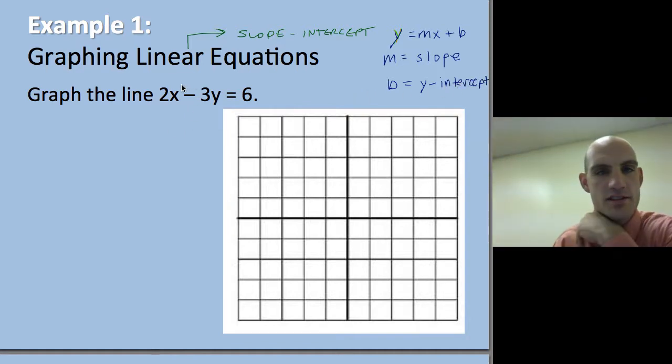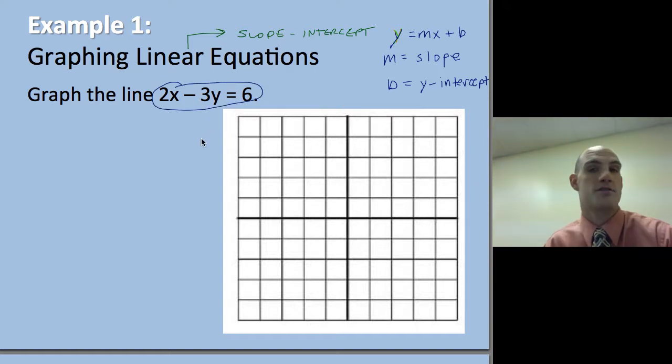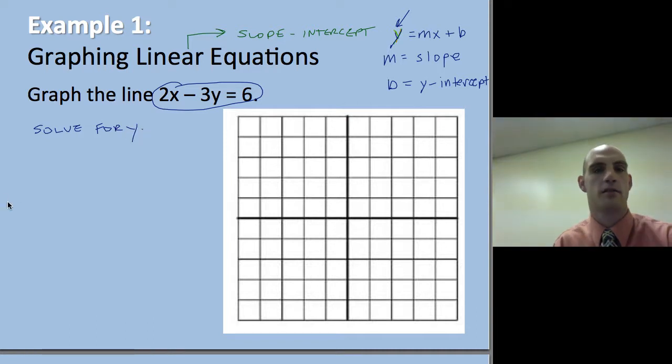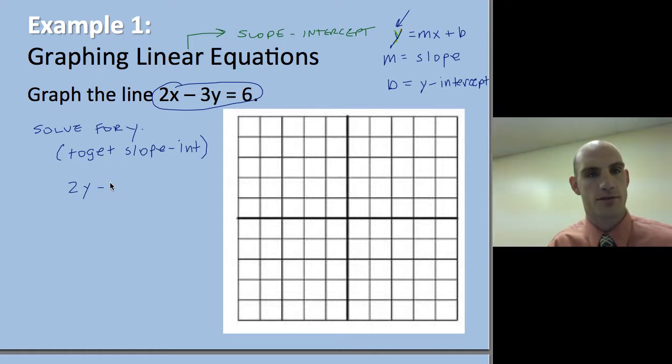And so we need to get this into slope-intercept form. So solve for y to get slope-intercept form. Let's rewrite this equation and solve: 2x minus 3y equals 6. If I need to get y by itself, I'm going to move everything out of there. And to do that, I'm going to start by subtracting 2x from both sides, and we're going to have negative 3y equals 6 minus 2x.